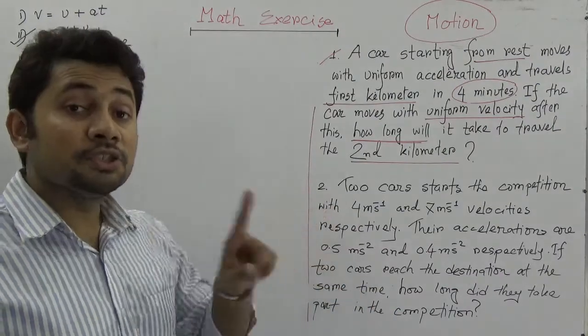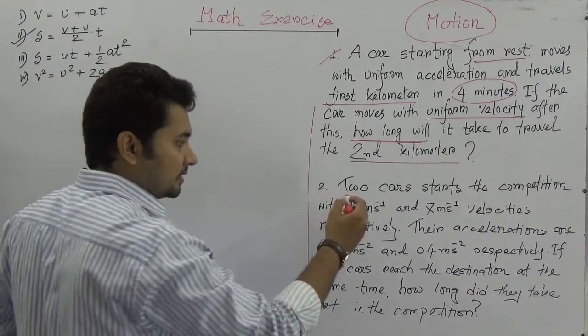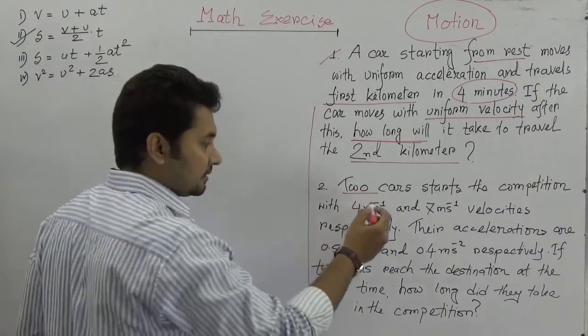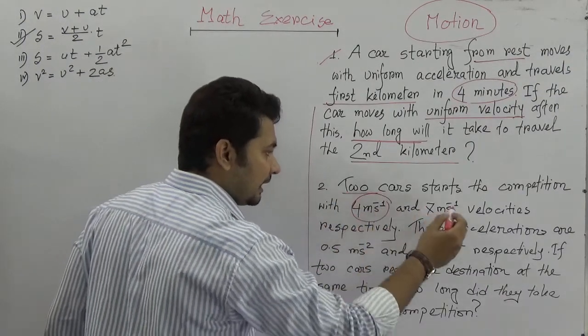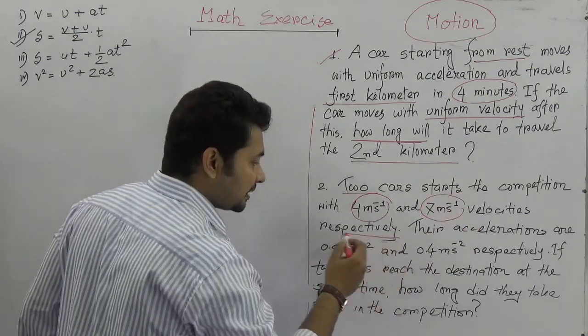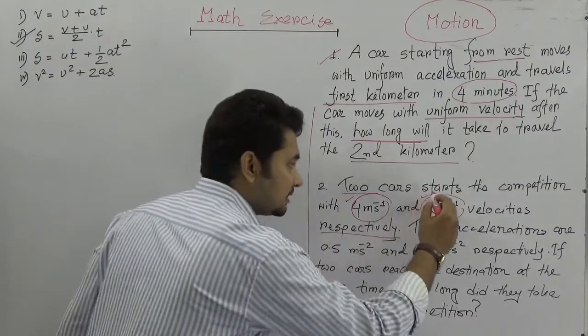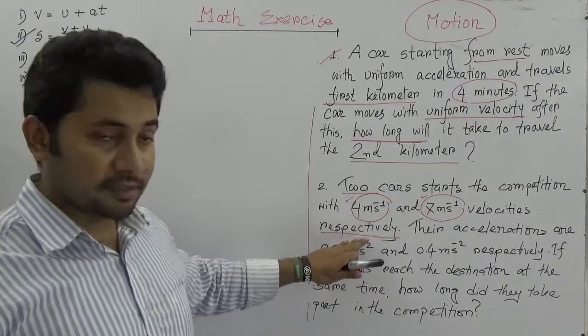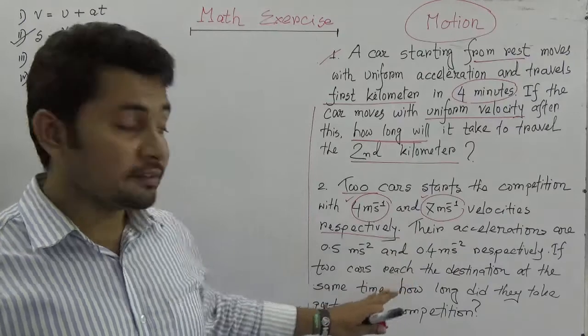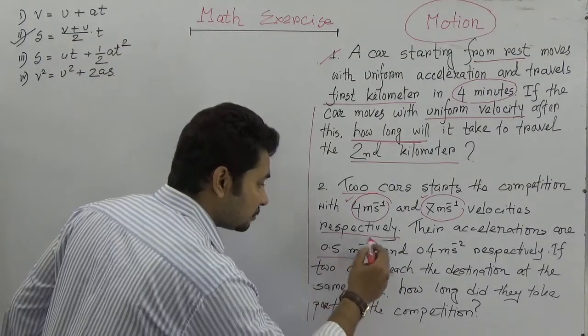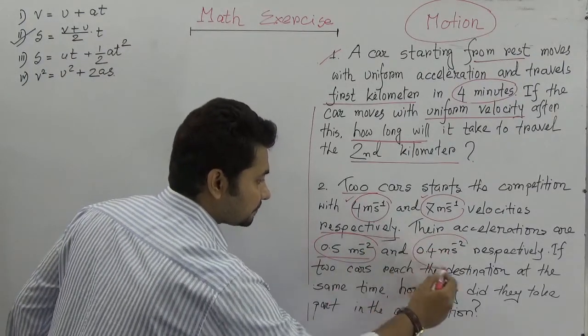So there are 2 velocities, like there are 2 cars as given. There is one velocity and another velocity respectively. This is the velocity of the first car and this one is the second car. So they're moving, and their accelerations are also given, respectively this one and this one.